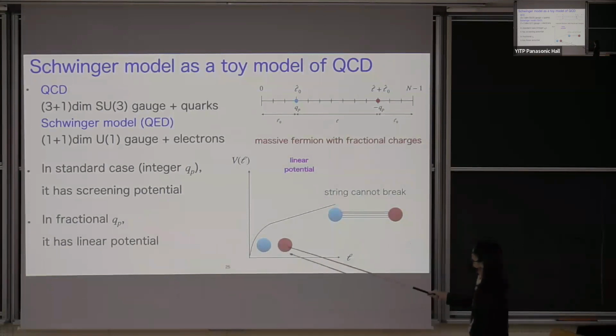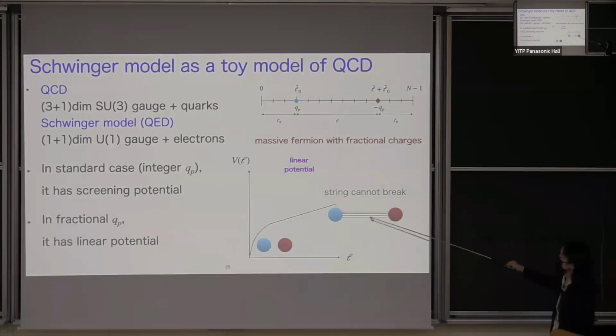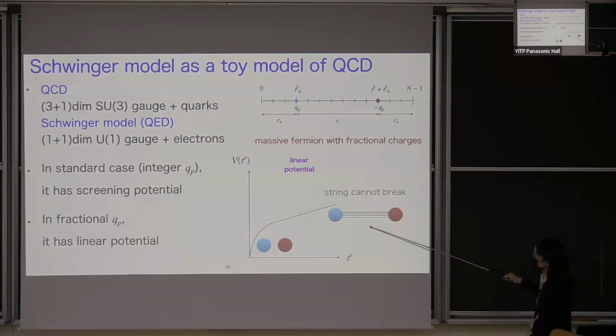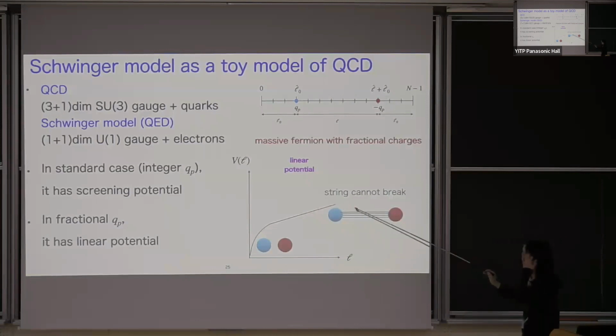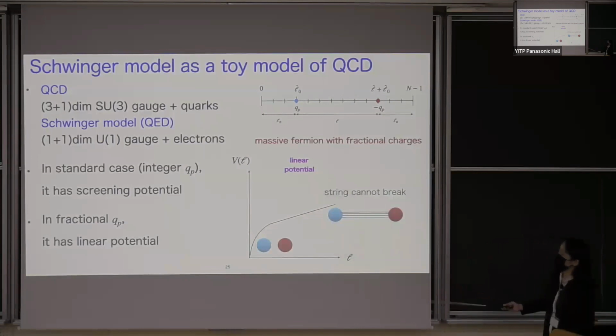However, theoretically, we can consider the case of a fractional probe charge. In this case, dynamical pair creation does not occur because the dynamical fermion has the integer charge. So the string between the particle and the antiparticle stretches over long distance. So the potential gets larger, and it shows a linear potential like in QCD.